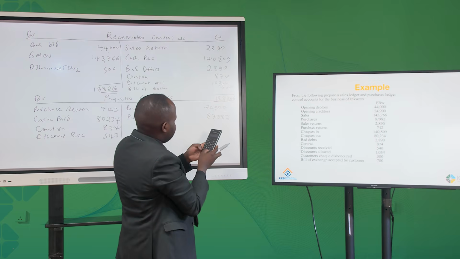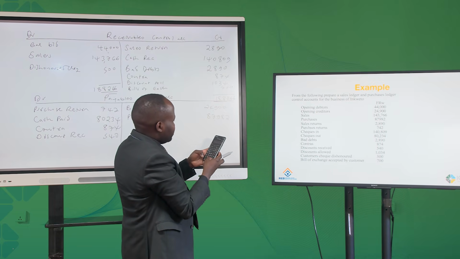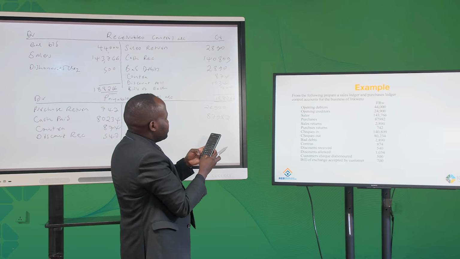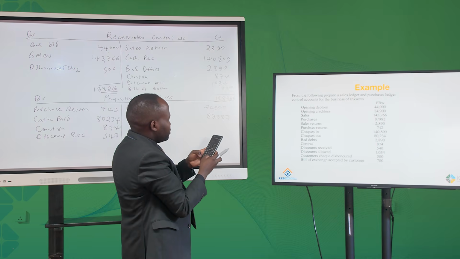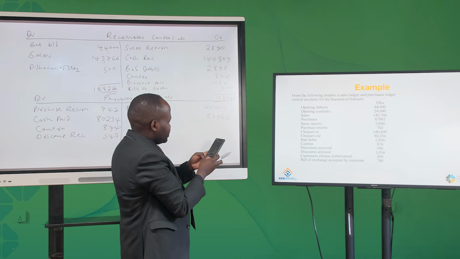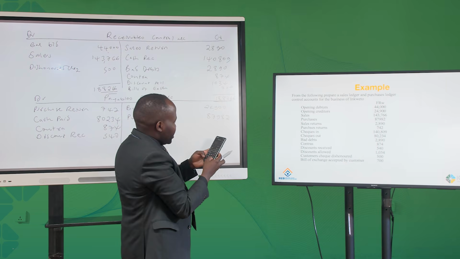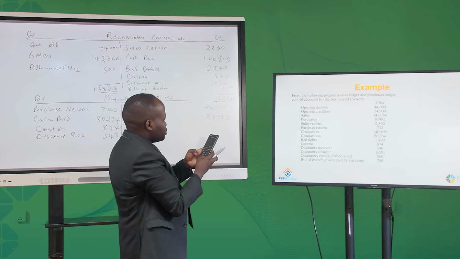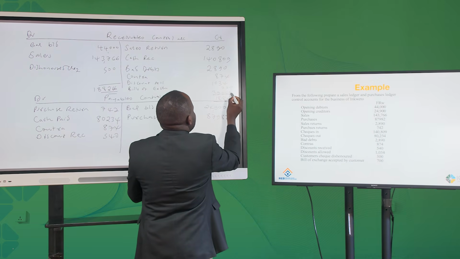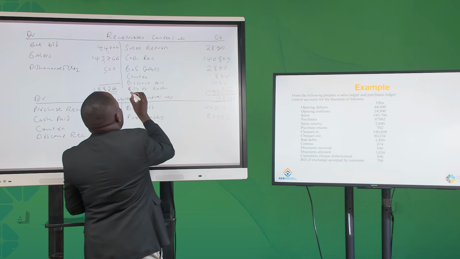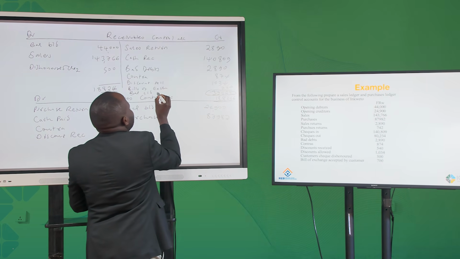So 188,266 minus 2,890, minus 140,809, minus 2,890, minus 874, minus 1,034, minus 700. So we get a balance of 39,069. So that's our balance carried down.